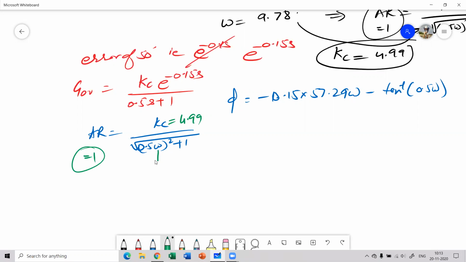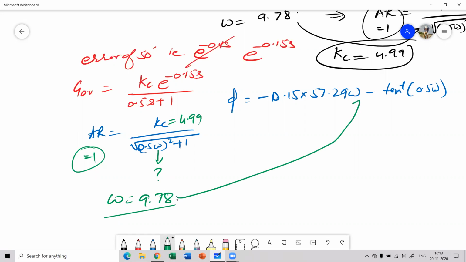सो यहां से आई विल फाइंड आउट माय omega. ओमेगा निकालेंगे हम यहाँ से, ठीक है, लेट्स सी कितना आता है ओमेगा, फाइंड आउट द वैल्यू ऑफ ओमेगा. Yeah, omega comes out to be 9.78. So omega 9.78 आया. Substitute that omega over here in this expression and calculate your phi.